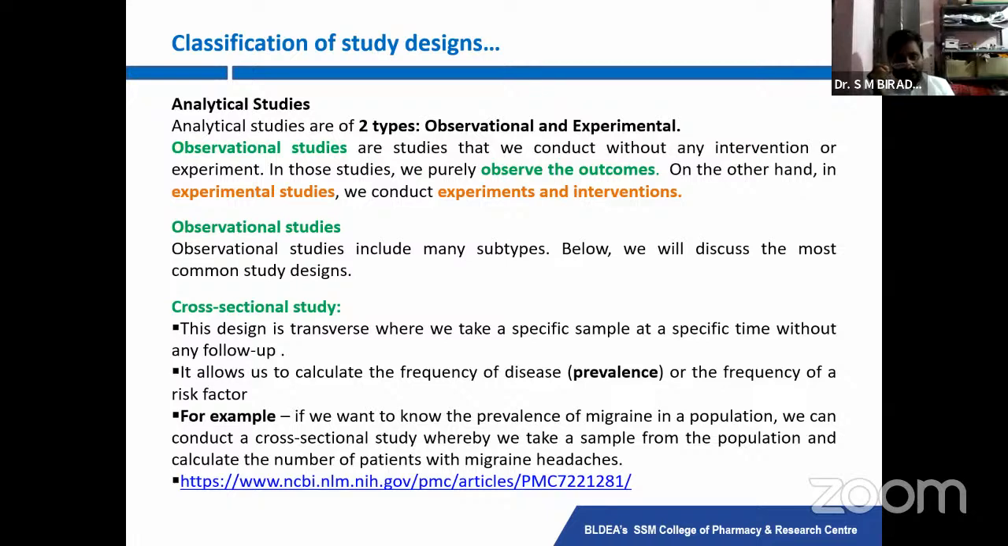Suppose you want to know the prevalence. Prevalence means how often it happens. Suppose you want to know the prevalence of migraine in the population, we can conduct a cross-sectional study whereby we take a sample from the population and calculate the number of patients with migraine headache. Suppose one factor might be common in developing migraine among some kind of people.